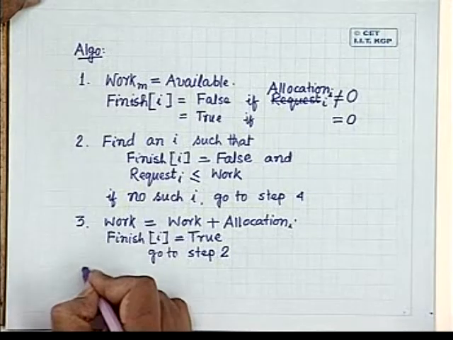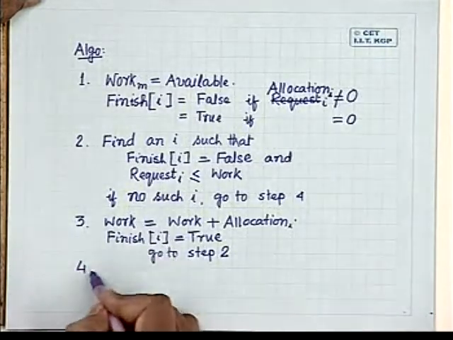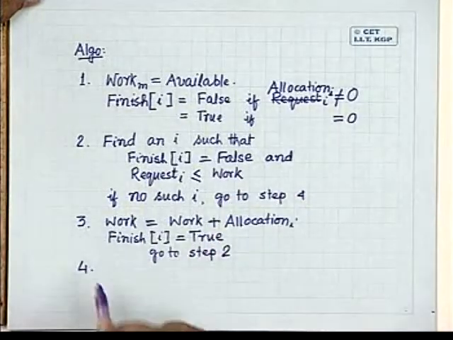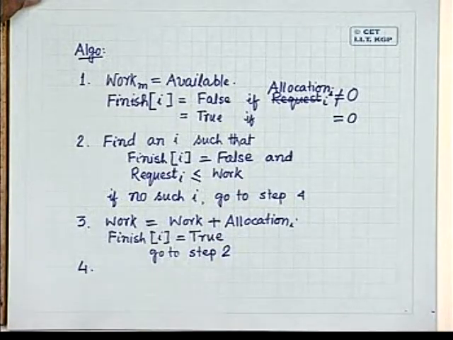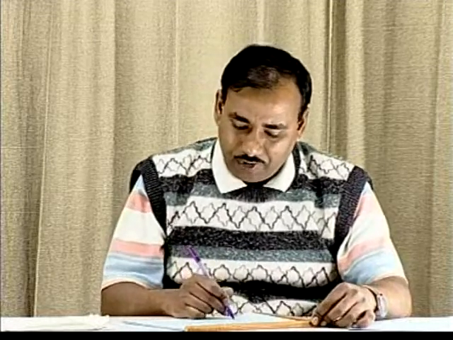Then in the fourth step, we are coming to the fourth step from the second step. In the fourth step, if we find that there is some i for which finish[i] equals false, then we say that there is a deadlock. But if we find that for all i finish[i] equals true, that means the system is not in deadlock.